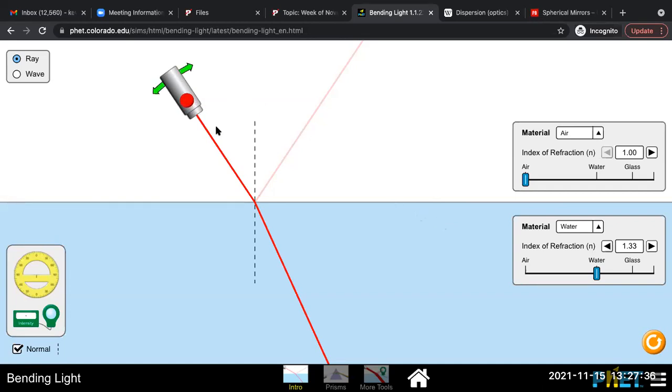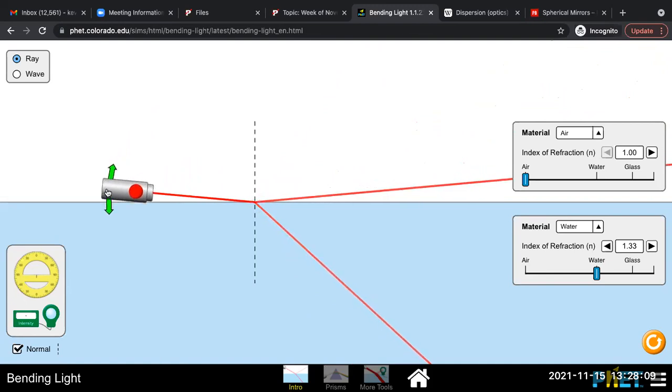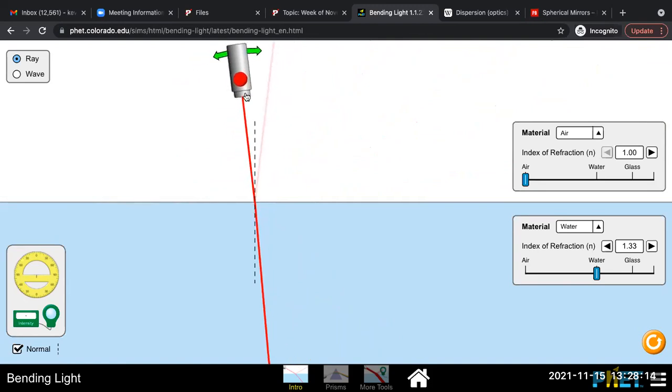So this is showing our red laser pointer going from air into water. It is worth noting that not all of the light makes it into the water. So if you have a flat surface between two different media, some of it goes through and some of it bounces off. Usually the closer you get to a glancing angle, the more bounces. And the more straight in you go, the less bounces.